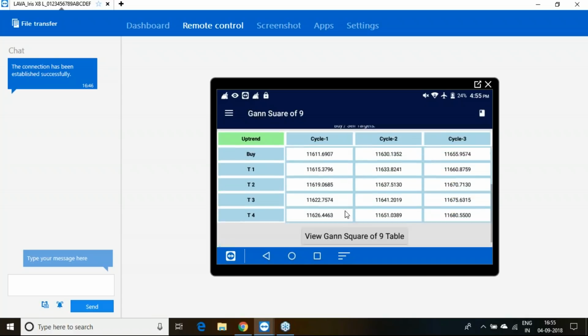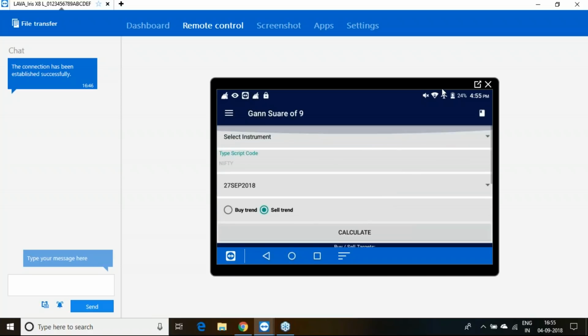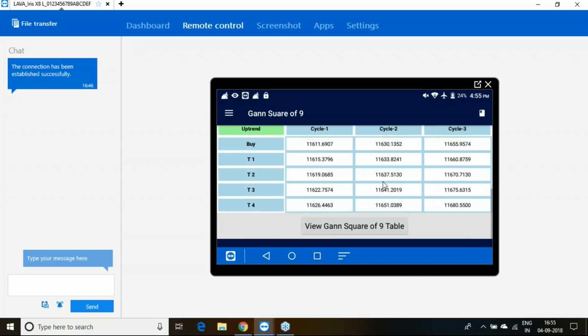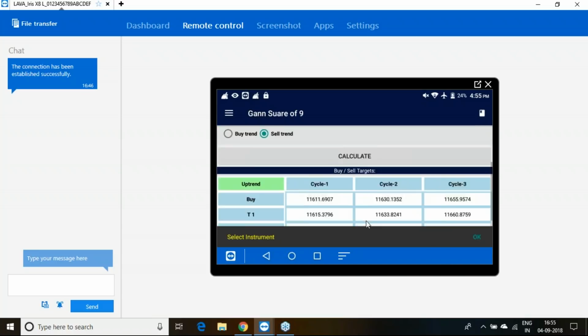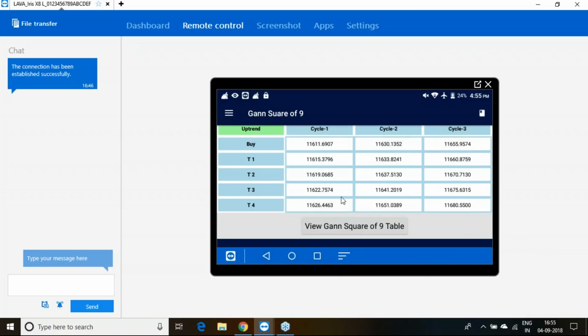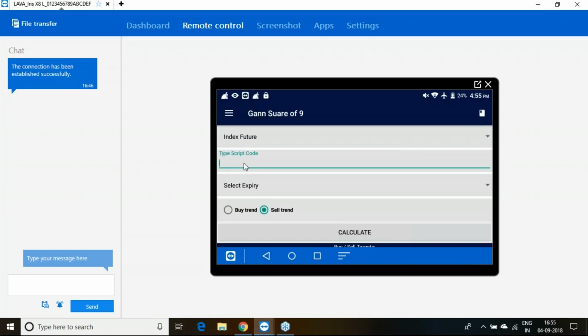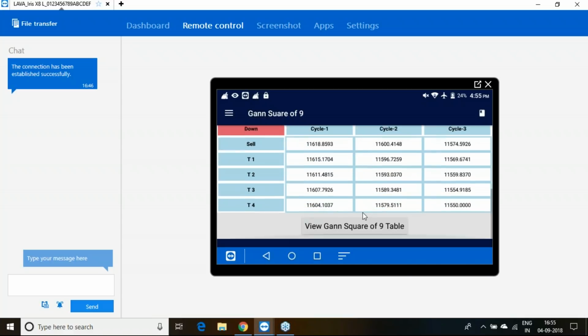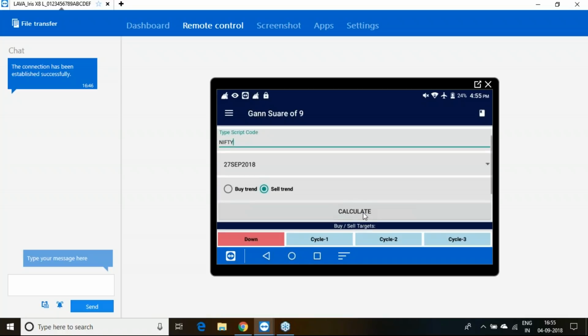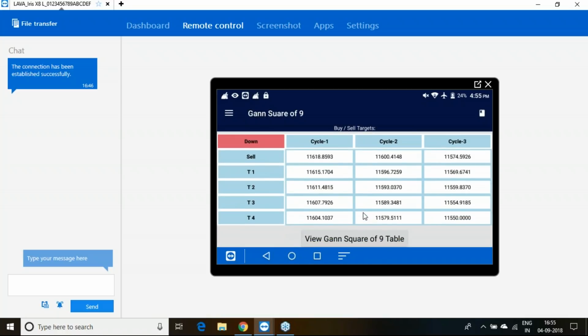And in the same way I can derive the sell trends. If I choose the sell option and calculate, here I can select the index as an instrument, Nifty, and go for the expiry and sell decision. If I hit the calculate button, it can give you where to sell and what the targets will be in different cycles. So these are the cycles of the intraday. These cycles we are giving are for the intraday cycle. For today you have got it.